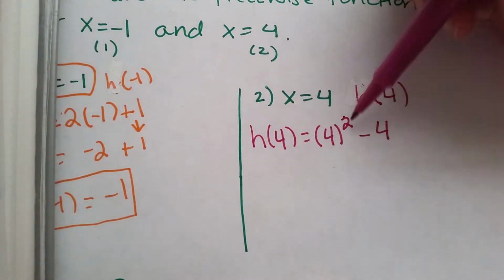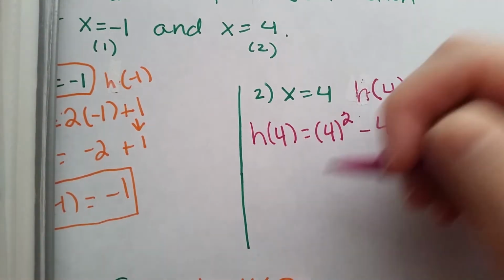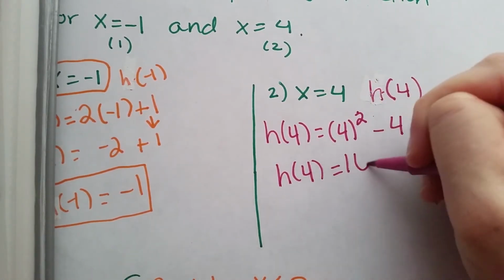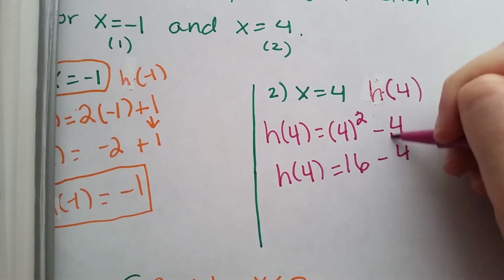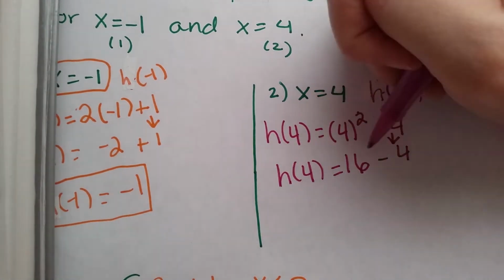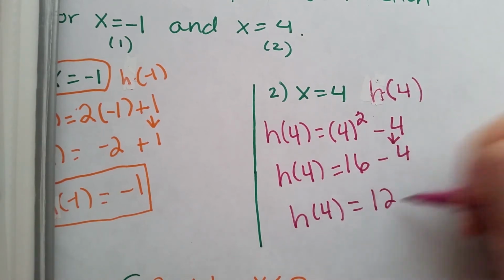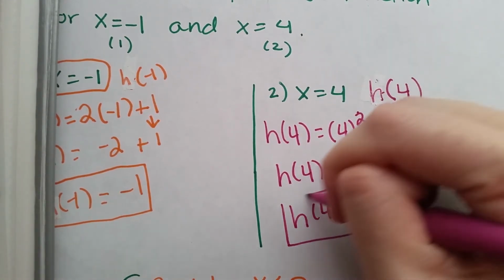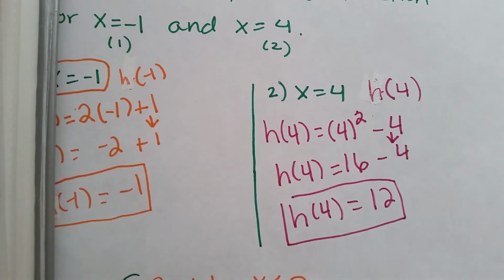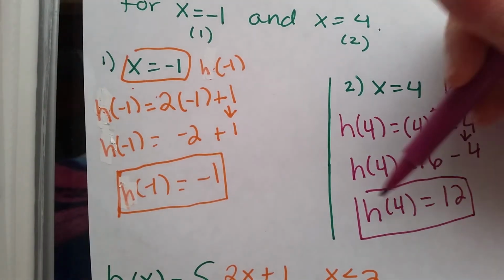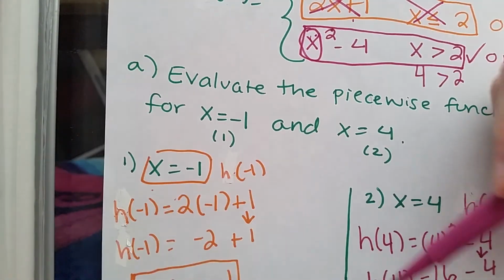Alright, we have to do our exponent first. So 4 to the second power will give me a 16. And I'm going to bring down the minus 4. And then 16 minus 4 will give me a 12. Bam! That one's done. Alright, so my final answer will be h of 4 equals 12. Ta-da! Again, I apologize for the wrong letter.